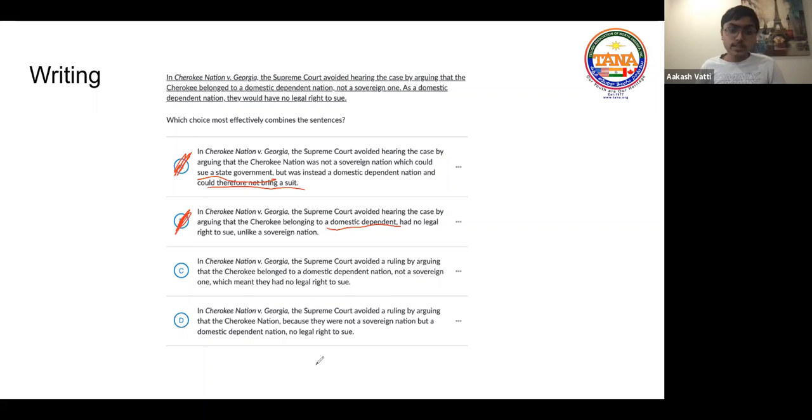C, in Cherokee Nation versus Georgia, the Supreme Court avoided a ruling by arguing that Cherokee belonged to a domestic dependent nation, not a sovereign one, which meant that they have no legal right to sue. There's nothing really wrong with this. Therefore, C is a possible answer choice.